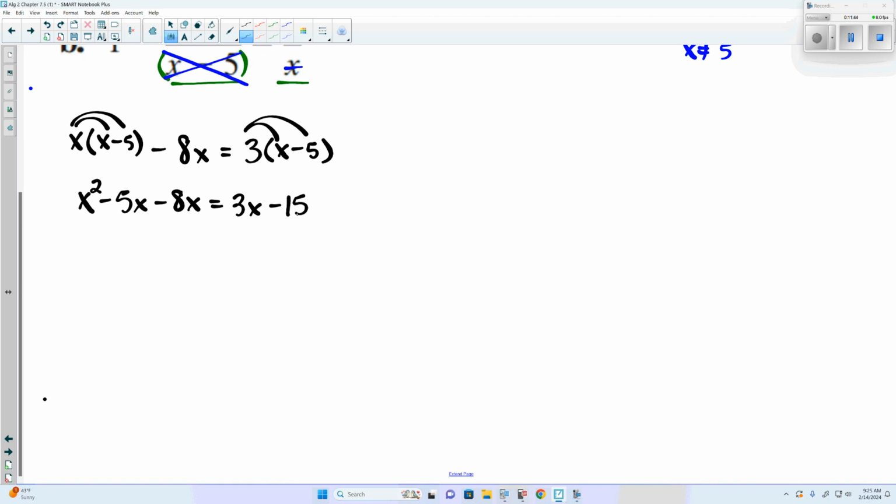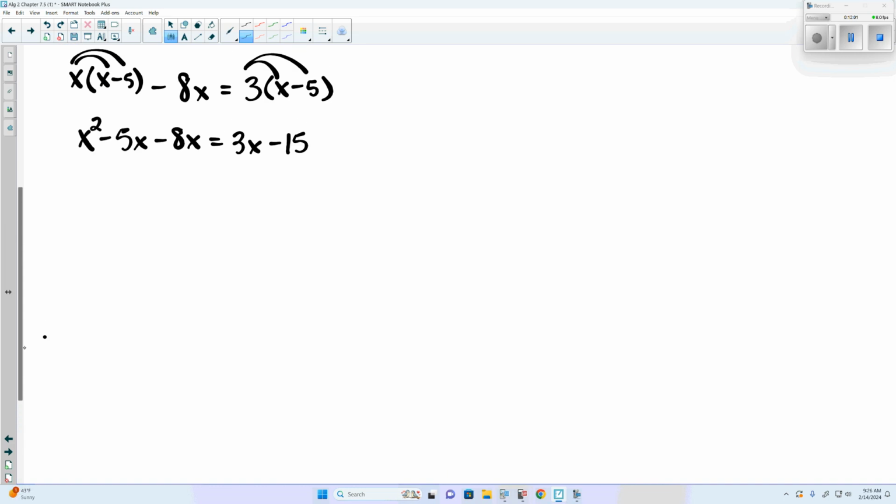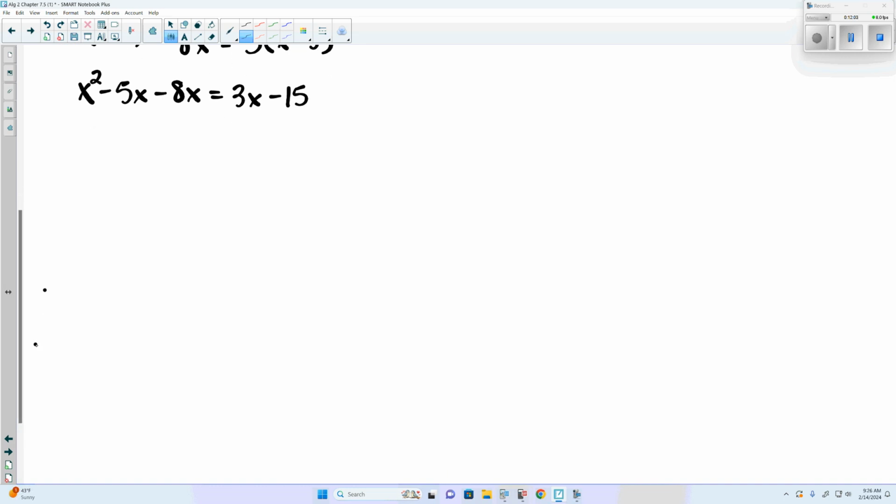Now this one here is a little bit different than any of the ones we did yesterday, yes? Because this one has an x squared term. The rest of the ones we did yesterday only had x to the first. We didn't have an x to a power. So, since it is considered a quadratic, a higher degree polynomial function, we'll need to get it equal to 0. For that, it might be helpful to combine like terms. Negative 5x minus 8x is negative 13x.